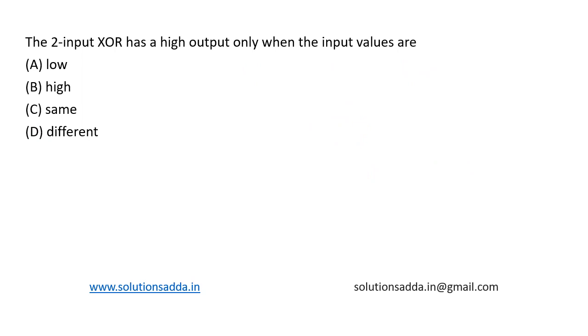This is a question from digital logic design. The 2-input XOR has high output only when the input values are, and 4 options are given. First of all, let's draw the truth table. One input is A and another input is B. A XOR B: 0 0, 0 1, 1 0, 1 1. A XOR B can be written as A bar B plus A B bar.